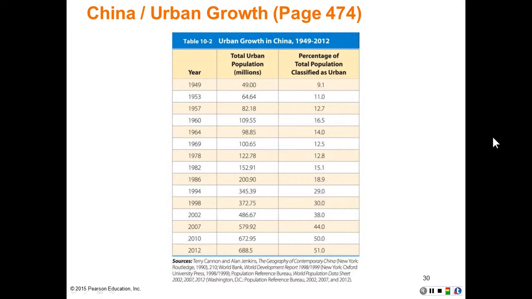China's urban growth, this chart is on page 474 of your text. We see up until about 1979, a relatively stable urban percentage population, even as the population grows significantly. But as we moved into the later 1900s, we see steady increase in the urban population as the industrial development zones begin to be successful and globalized sales increase significantly. As we move into the 21st century, we see that 50% of the population is classified as urban, a very rapid growth from the 1970s and 1980s with only a 15% urban population.